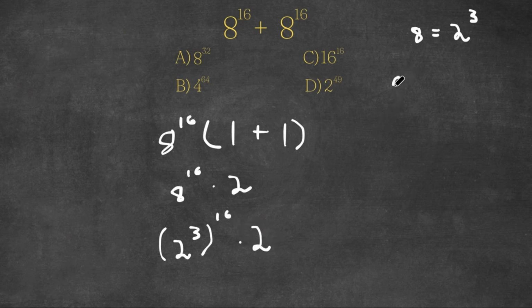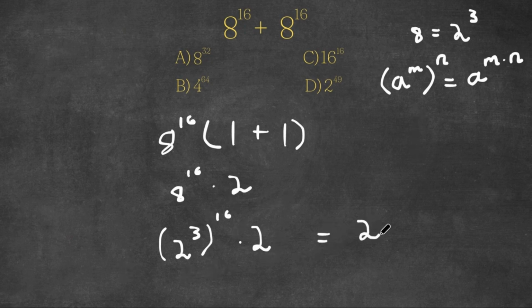Now, if we have something in the form a to the power of m to the power of n, this is equal to a to the power of m times n. So in this case, 2 to the power of 3 to the power of 16 is going to equal 2 to the power of 3 times 16, and we are still multiplying this by 2. Now 3 times 16 is 48, so now we have 2 to the power of 48 times 2.